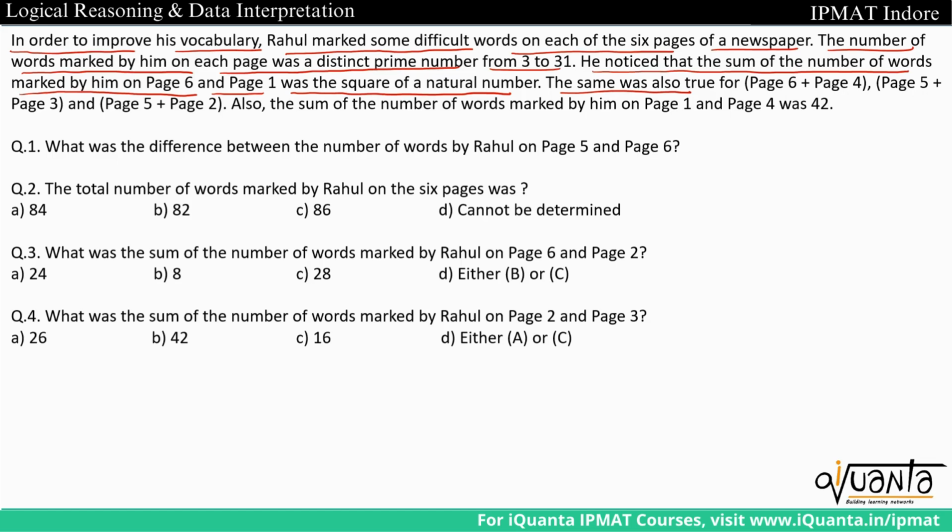The same was also true for page 6 and page 4, page 5 and page 3, page 5 and page 2. Also, the sum of the number of words marked by him on page 1 and page 4 was 42.